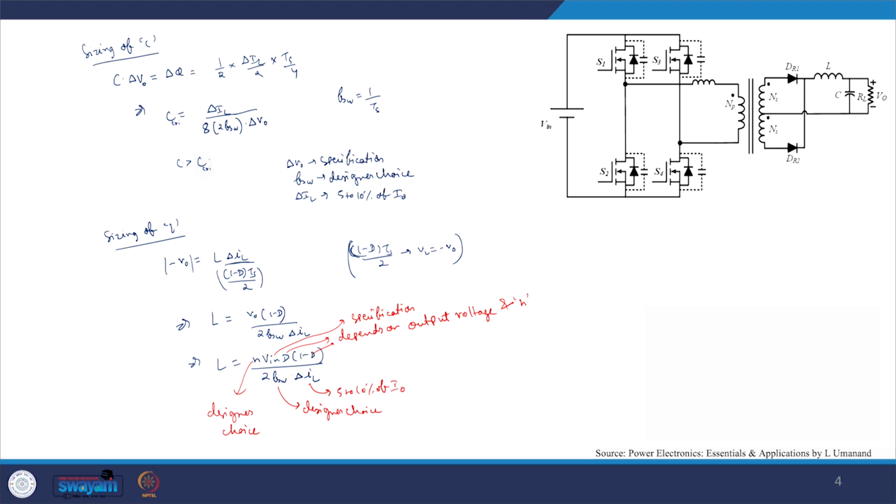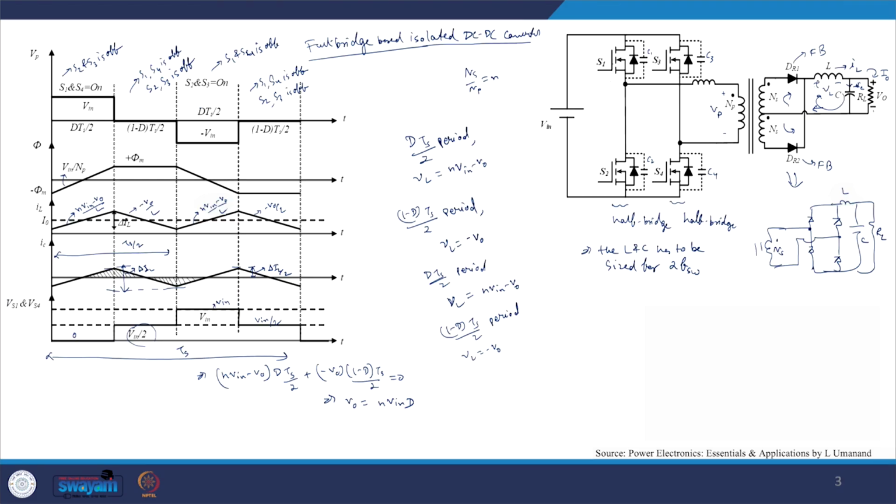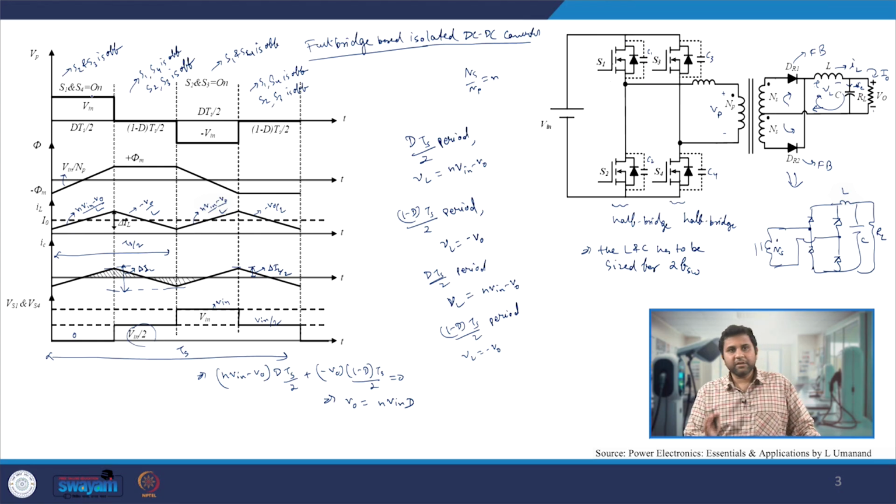Now we understood how we can size our L and C. In both L and C we see that we are designing for 2 times FSW, and that is why we can say that this L and C has to be sized for the frequency corresponding to twice the switching frequency. This is the operation where we are turning on S1 and S2 simultaneously for DTs by 2 period, and we are turning on S2 and S3 for DTs by 2 period, and in the (1 minus D)Ts by 2 period all the 4 switches we are turning off.